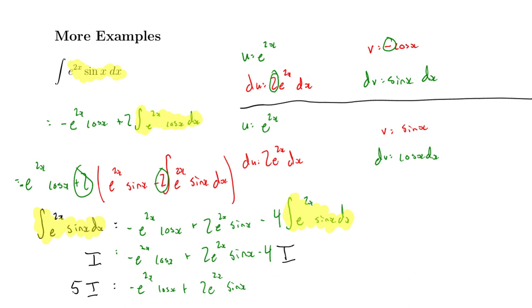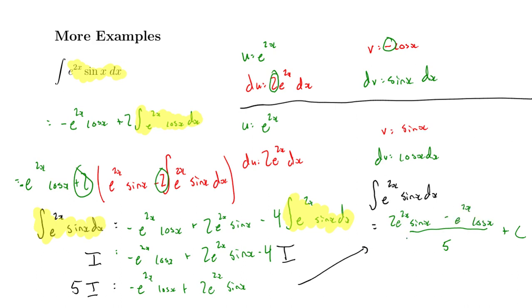Now I can just divide by 5, and I've got that my integral, I, which is e to the 2x sine of x dx, is really equal to a fraction over 5 plus C. I'm dividing by 5, remember, and I'm going to write this as 2e to the 2x sine of x minus e to the 2x cosine x. Now you can do a bunch of factoring if you'd like on this because there's this common factor of e to the 2x, but this is kind of a clever way of solving this integral.